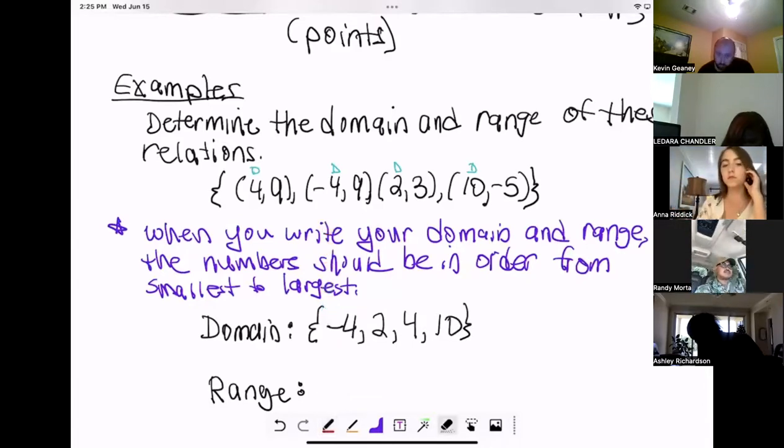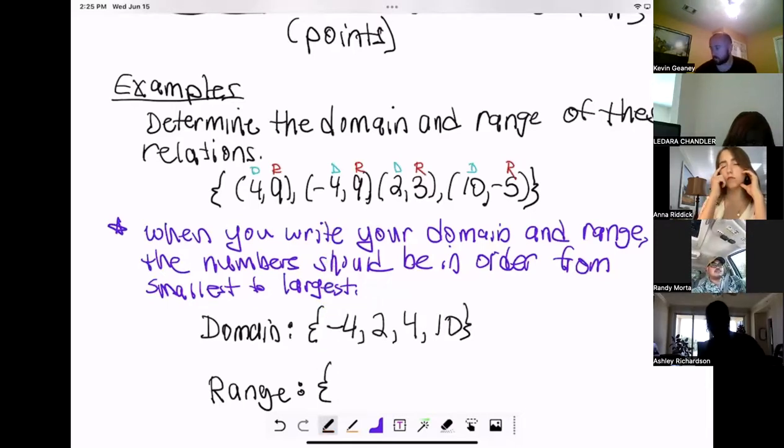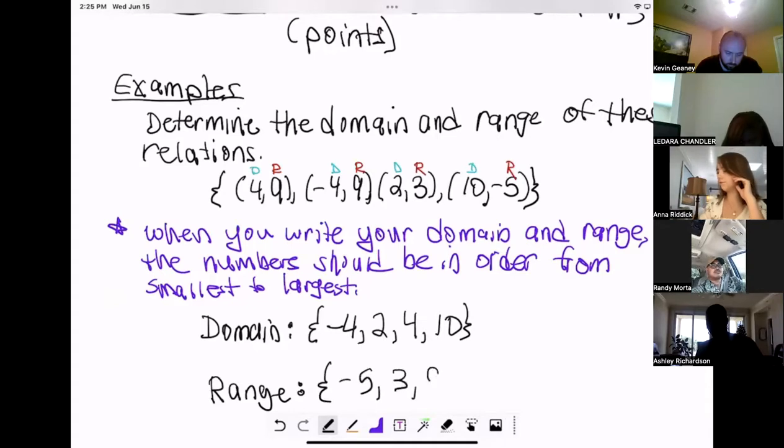My range are my Y or output values, sorry. I'll make them little R's so you can see what they are. My range would be the set of all Y or output values. So I'm going to put them in order: I see -5, I see 2, I see 3, and I see 9.